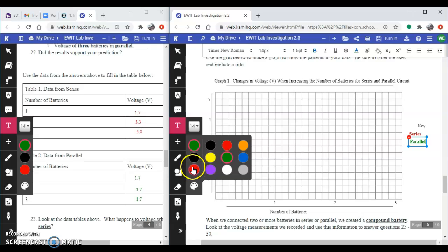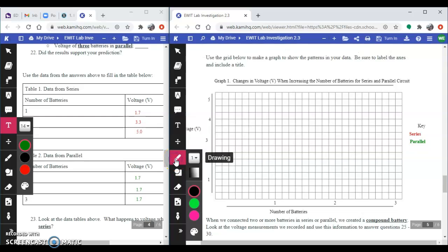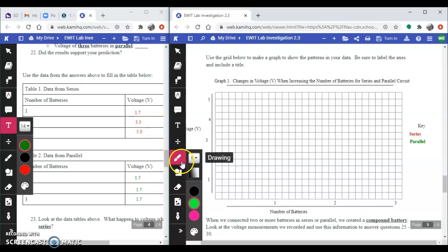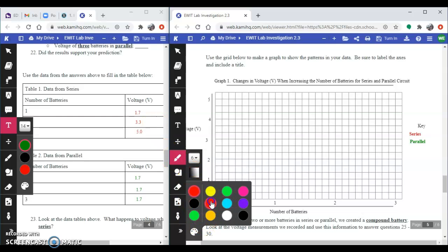So I'm going to go to my, let's see, I think it was drawing that we could use and increase to 6, and if we just click on there, it'll give us a good dot on our coordinate points. So I'm going to go to green. I know it's not the same green, but it's okay. So at 1 battery for a series, let's do parallel first. So let's go to red.